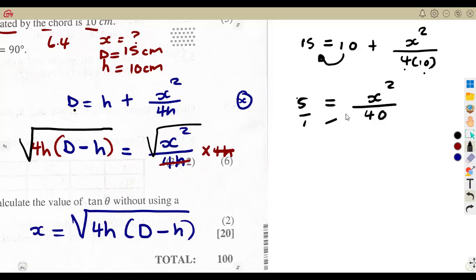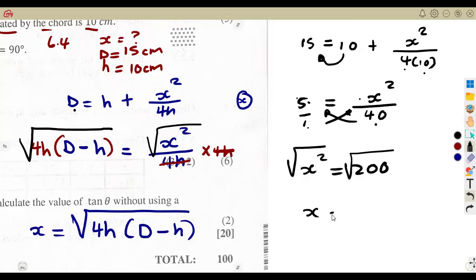This is over 1. So we're going to cross multiply 1 times x squared. X squared is equal to 5 times 40. So we're going to have the product there of 200. Then introduce the square root both sides to find the value of x. So x was going to be the square root of 200, which is 10 square root of 2, or as a decimal, it was going to be 14.142 to 3 decimal places. That's our x.